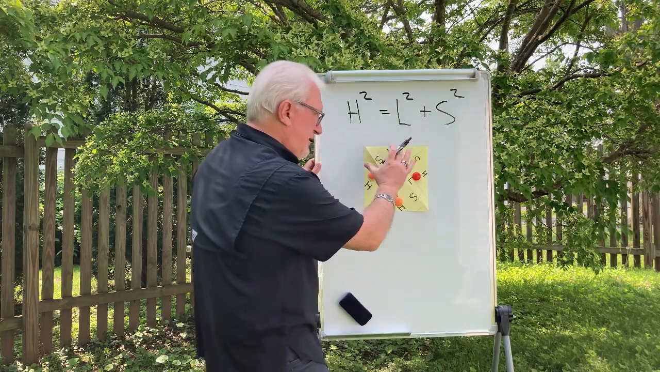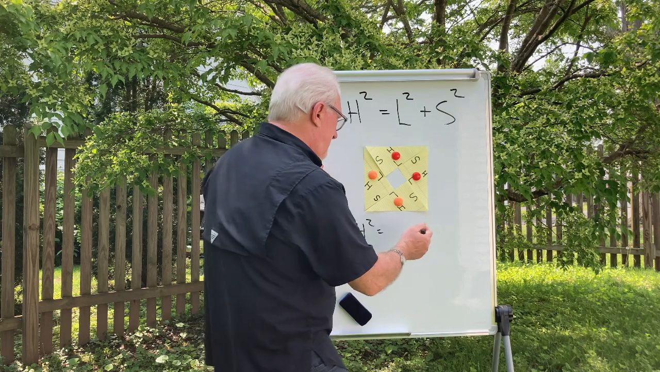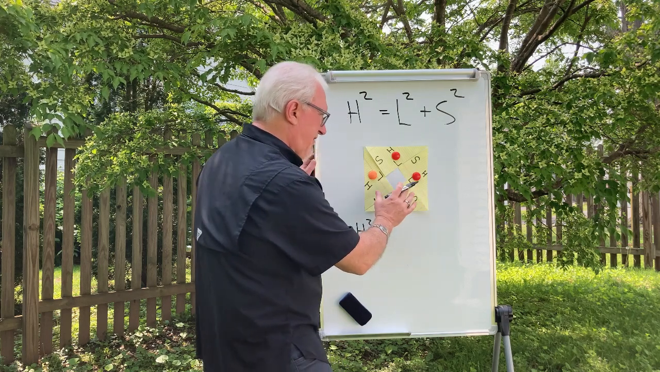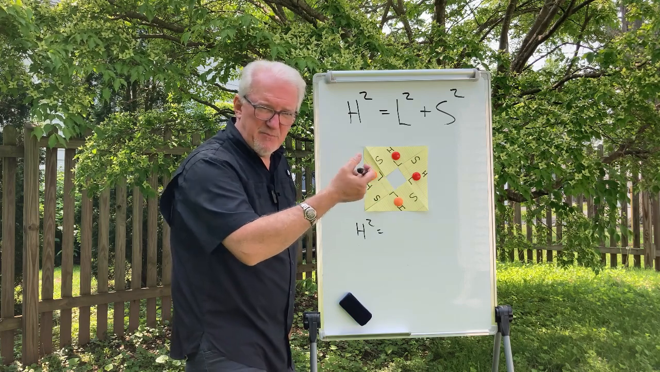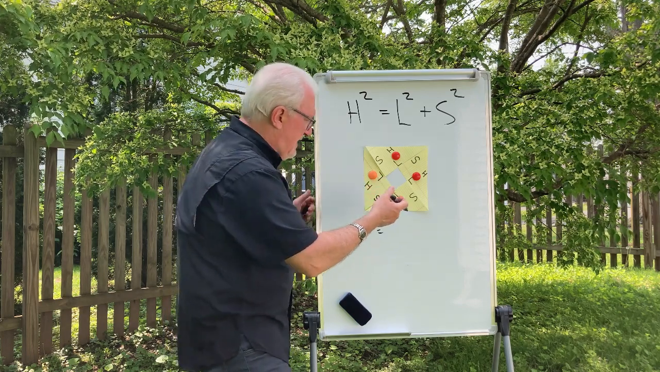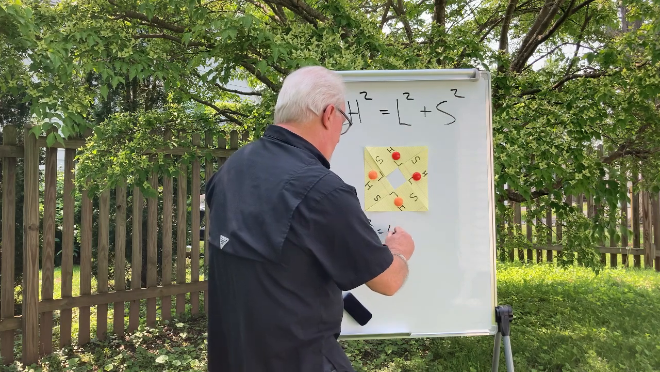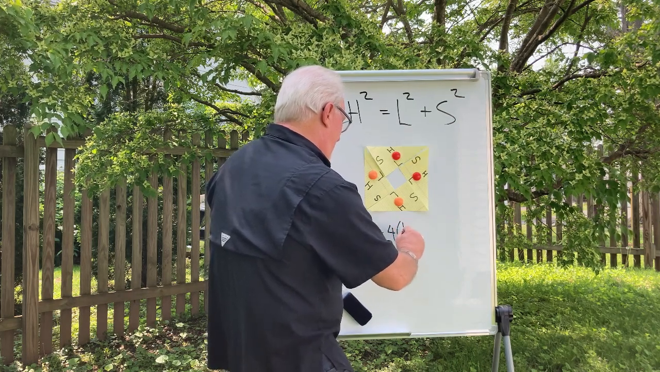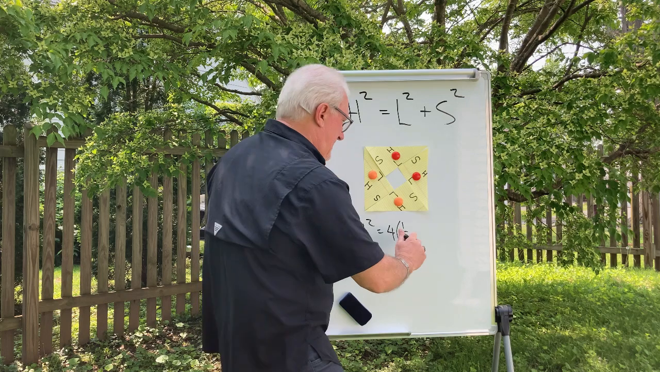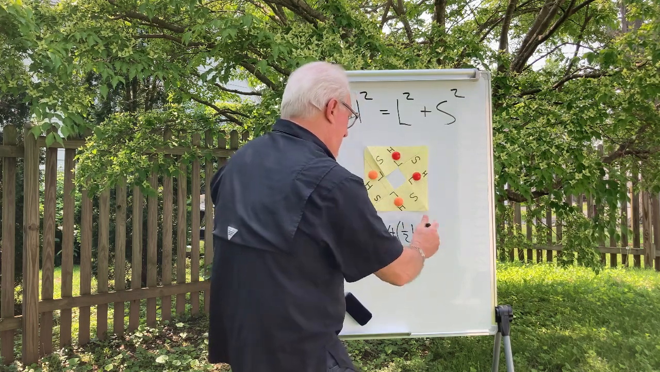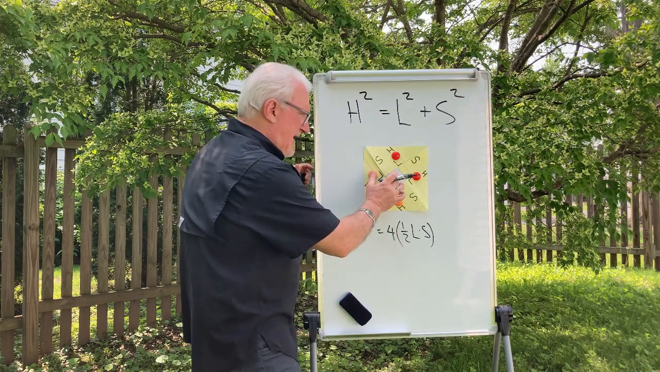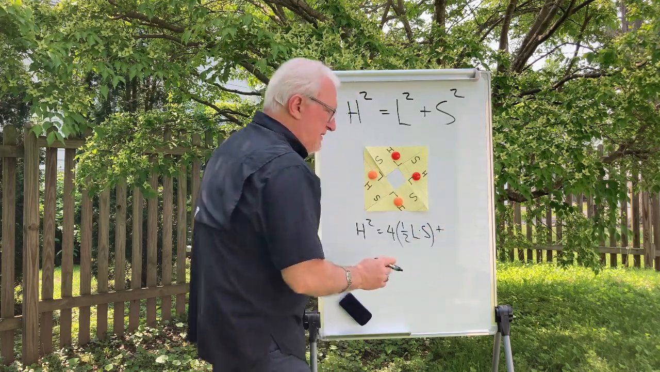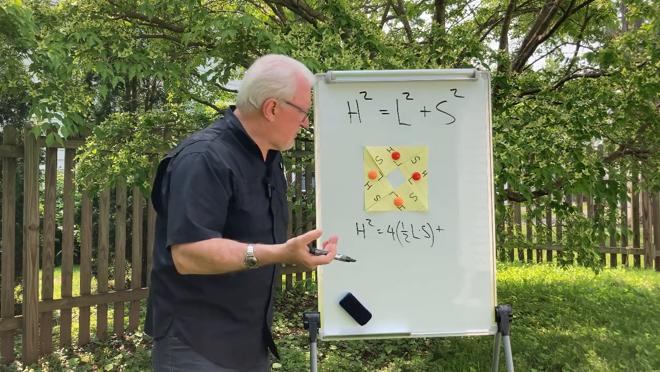And so each of the triangles has area, let's see, the area of a triangle is 1/2 times its base times its height. And so in this case, we have four copies of 1/2 times base L times height S. And then I need to add in the area of the center square.